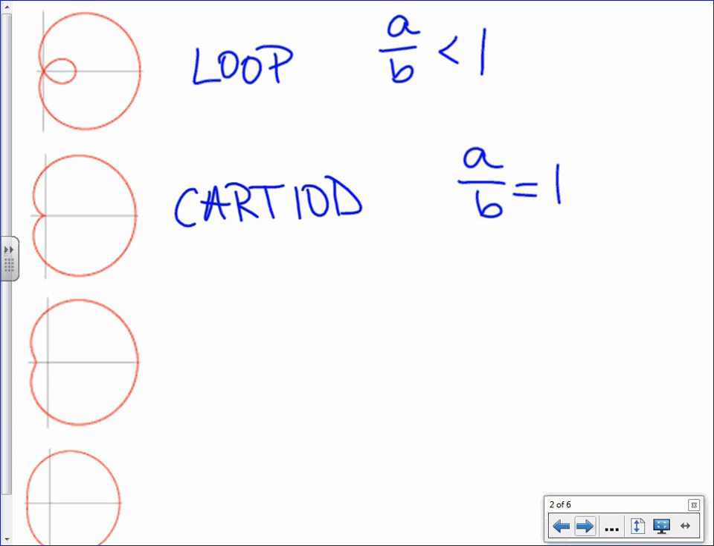Okay. Notice how both the loop and the cardioid go through the pole. This one goes through the pole with the loop. This one hits the pole when it's making the heart shape. Okay.